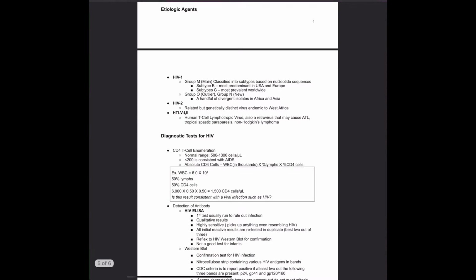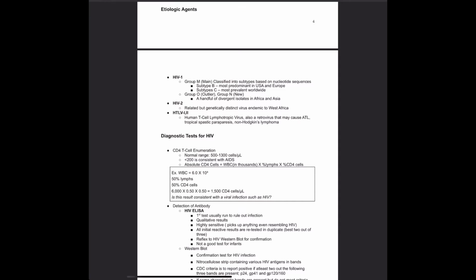So there are a couple different categories. HIV-1, there's the M group, which is the main group. It's classified into subtypes based on the nucleotide sequences. There's subtype B, which is most predominant in the US and Europe, and subtype C, which is most prevalent worldwide.